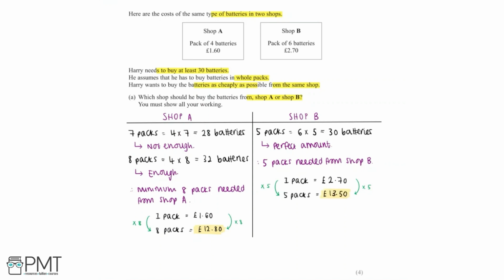Now we know that Harry wants to buy the batteries as cheaply as possible and all from the same shop. Now shop A would cost him £12.80 and shop B would cost him £13.50. £12.80 is cheaper than £13.50, and so we can say that Harry should buy the batteries from shop A.